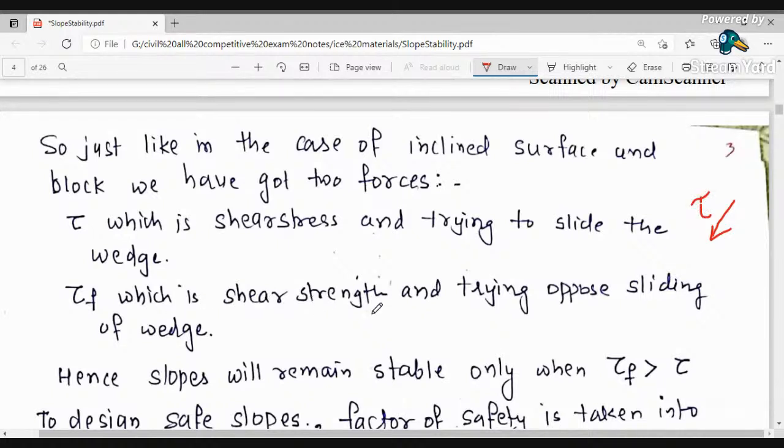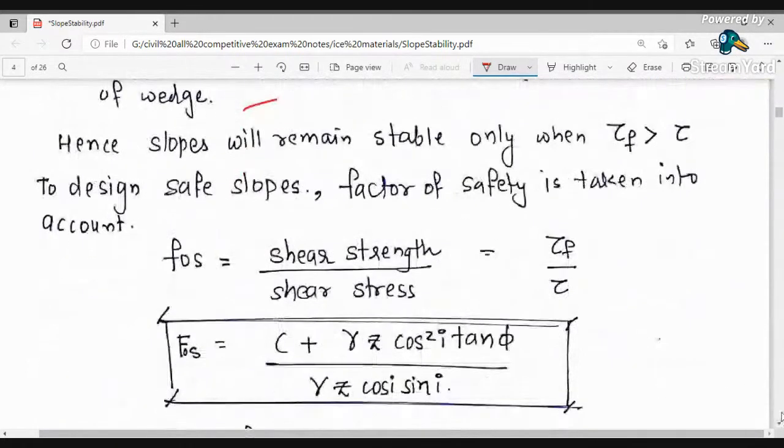Tau f, which is the shear strength, is trying to oppose the sliding wedge. Hence, the slope will remain stable only when tau f is greater than tau, right? So to design a safe slope, a factor of safety is taken into account.